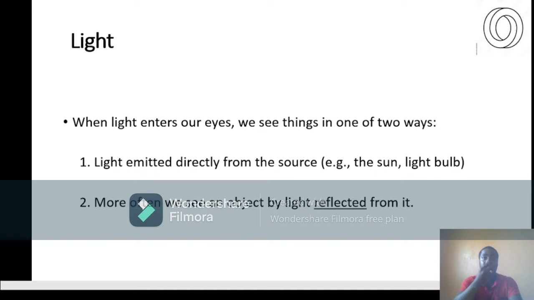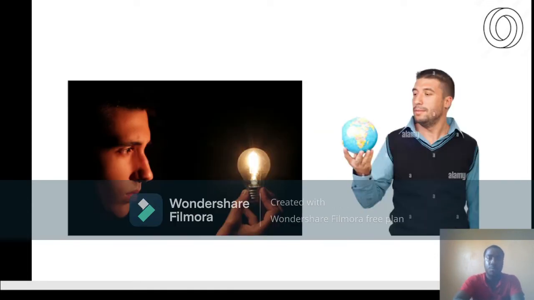You can either see light directly from the source, which is just the sun or the light bulb, or what you are seeing is light reflected off an object, because some of the light can be shined on the object, and then the object absorbs that light, and some of it is reflected back to the person observing that particular object. Let me just try and show you what exactly I'm talking about here.